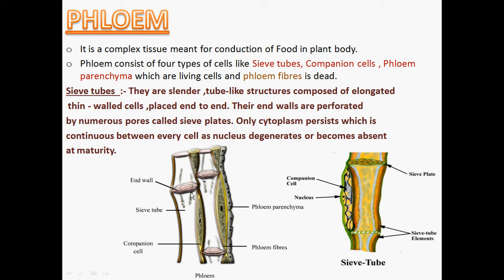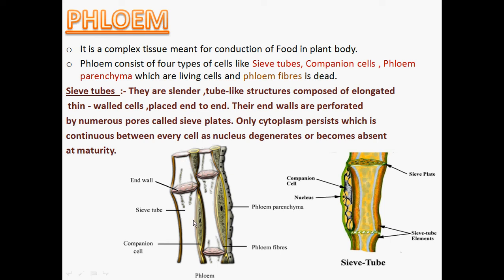So see, this is the plate of one sieve tube cell. Suppose this is one sieve tube cell and the other sieve tube cell is just placed above it. Okay, you can see that this is a sieve plate and above that there is one more sieve plate which is of the second sieve tube cell.